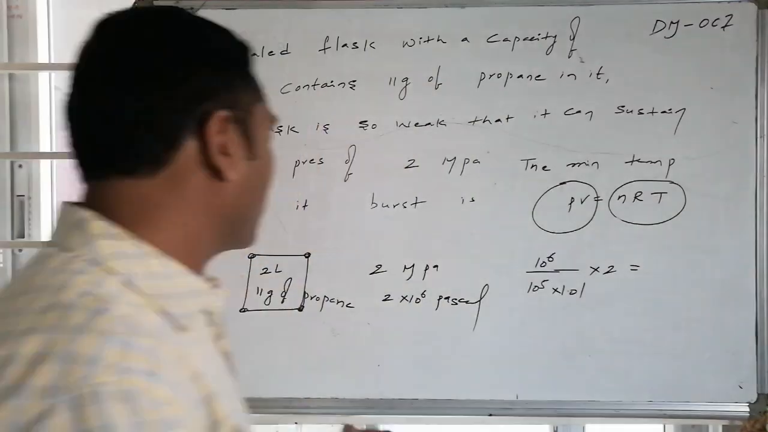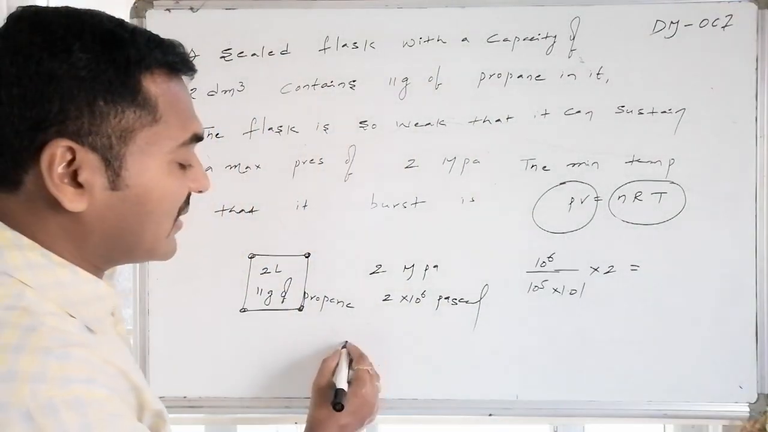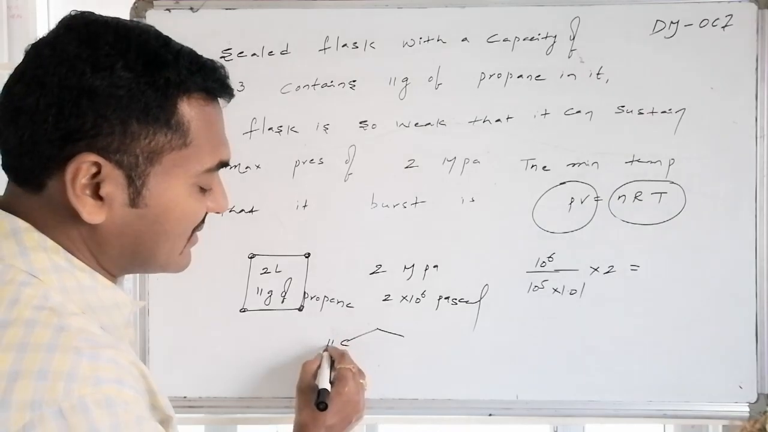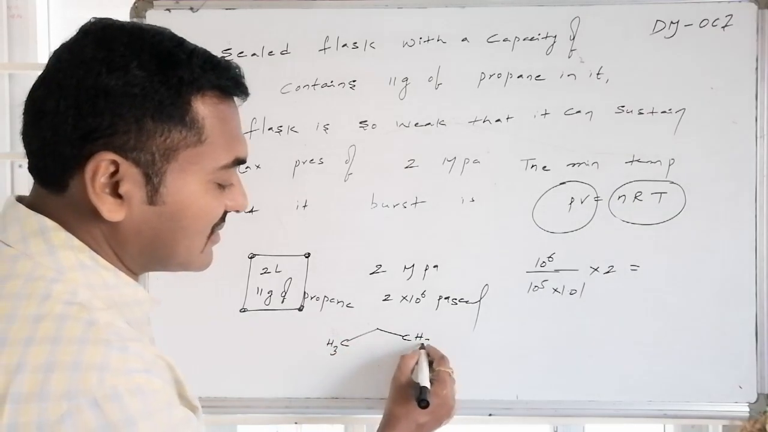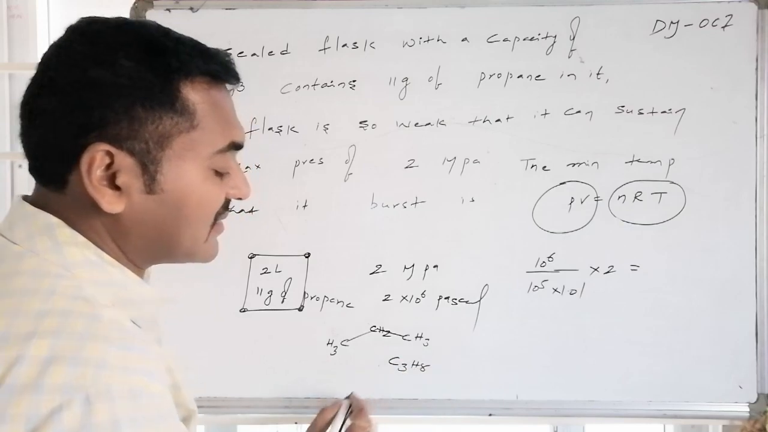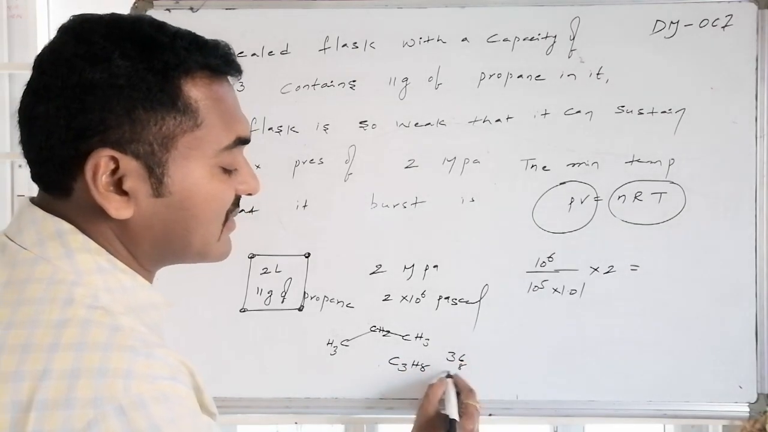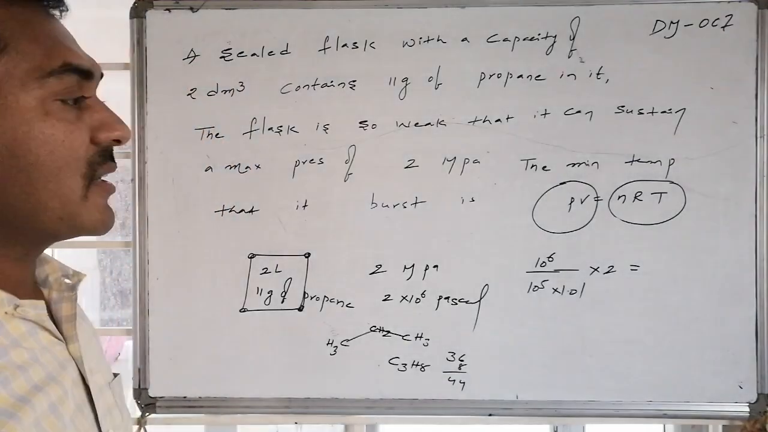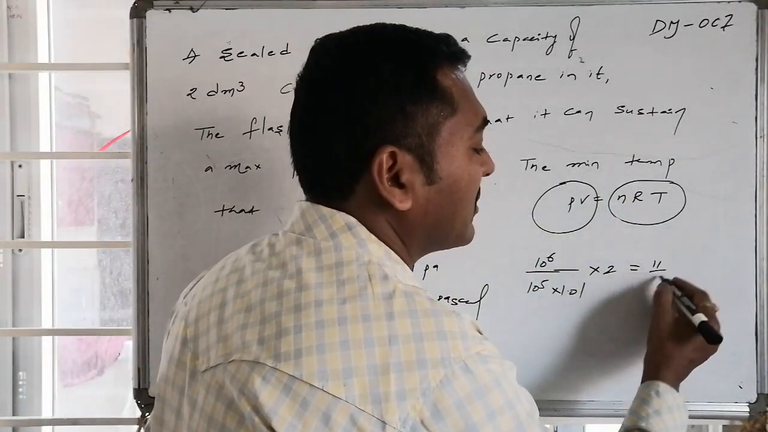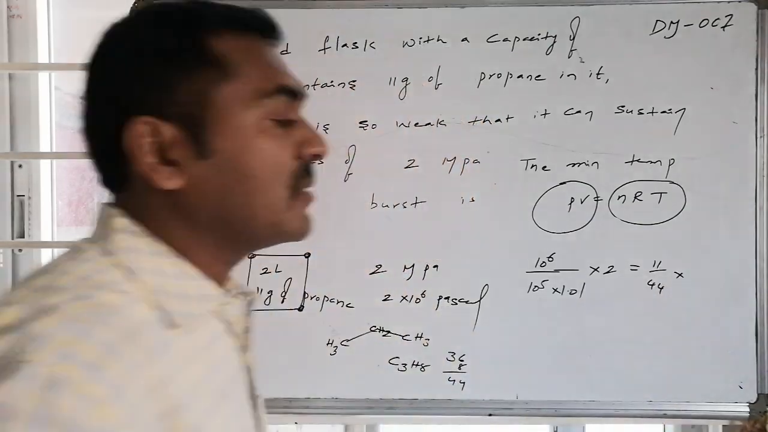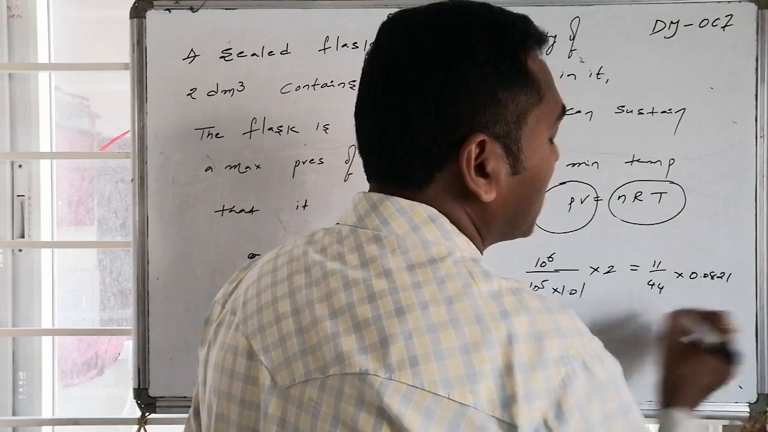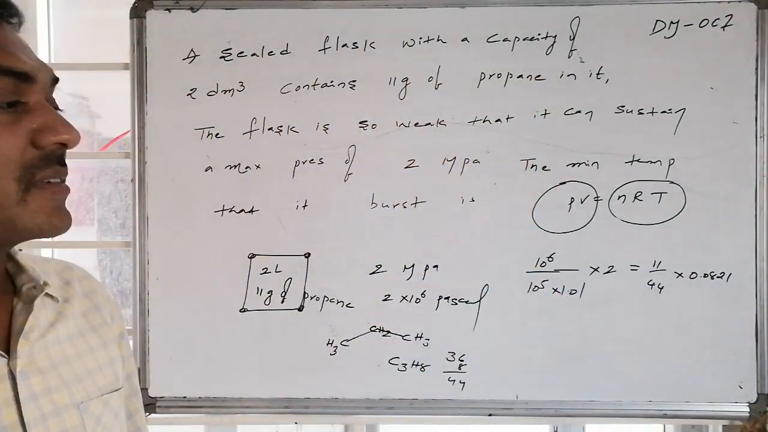Whereas for the number of moles, propane has the molecular formula, the structural representation like this: CH3 followed by CH2. The formula is C3H8. C3H8 stands for 36 plus 8, which is equal to 44. The weight of propane is given as 11 grams, so the number of moles is weight by molecular weight. The R value is 0.0821, because these are all in liters followed by atmospheres.